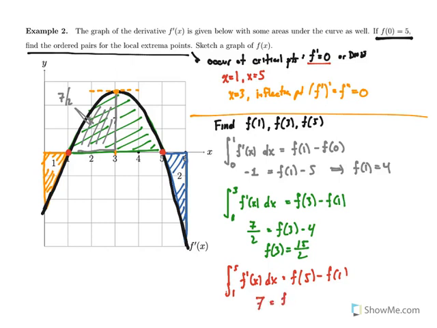F of 5 is what we're looking for. F of 1 is 4. That means f of 5 is going to be 11. And there are our ordered pairs for our critical points, or for our extrema points. We have a min or max at 1 and 5, and we have those 2 points. And then 3, we have an inflection point at about 15 halves, 7.5.